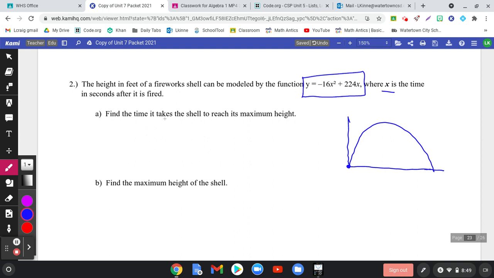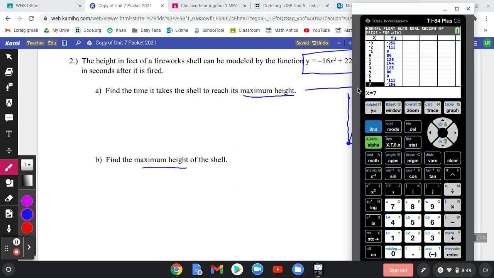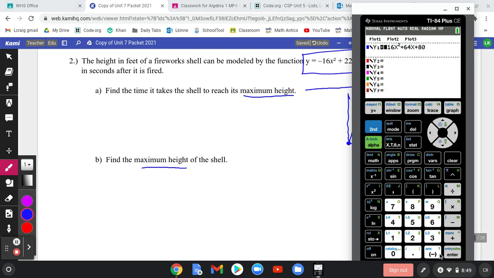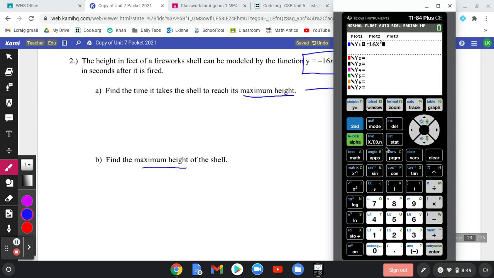All right, so find the time it takes the shell to reach the maximum height, which would be right there at your vertex, and find the maximum height of the shell. So we're looking for the maximum height and the time it takes to get there. So back to our calculator we go. -16x squared plus 224x, excuse me.